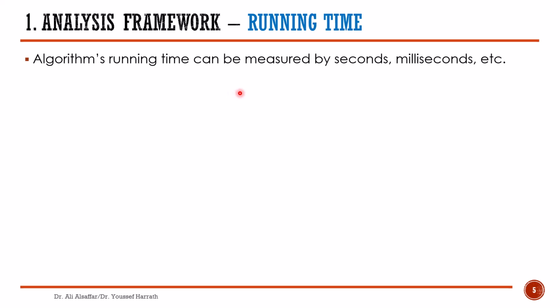I mean, after the algorithm is designed and implemented by a programming language, run it on a computer for a certain input and measure the execution time. If it takes little time to execute, conclude that the program is fast and efficient. Otherwise, conclude that it is slow and inefficient.